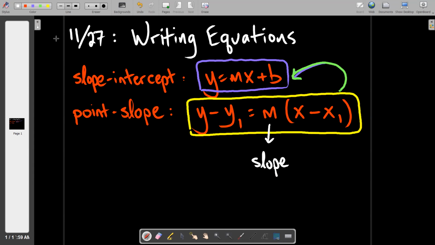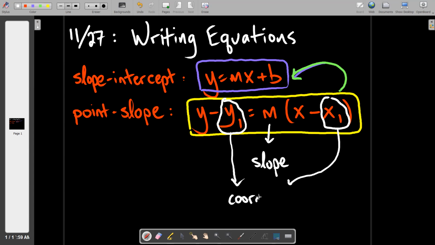And then these are the coordinates of the point that we're going to be given. If you don't know the coordinates of a point, you can't write the equation of a line. You have to know something physically about a point that the line goes through. If you don't have that, you're kind of out of luck.